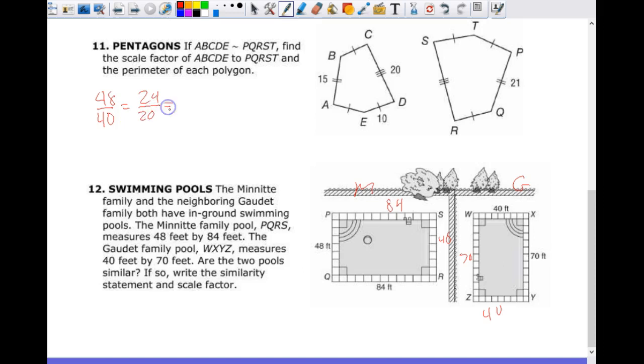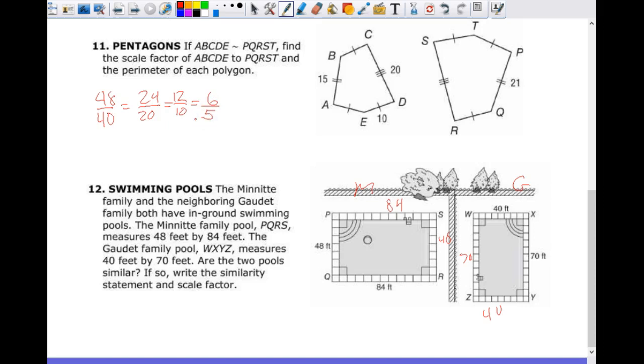Can we divide that again? Yes. By 2 again, which is going to be 12. We could have done 4. 12 and 10. Divide this by 2 again, which is 6 and 5.